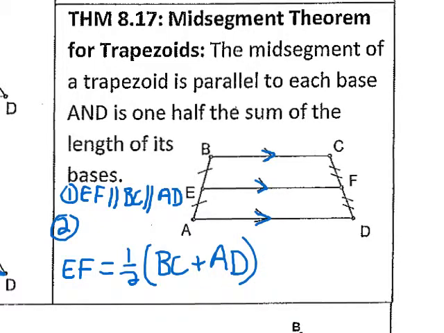Okay, so let me change colors here. I'm going to take BC, I'm going to take AD, I'm going to add those up, then take half of it, and that'll give me from E over to F, that length right there. That's all this theorem says. Two things: parallel, and then also that the midsegment is half of these two bases added together. So that can be kind of a little bit tricky, so make sure that you wrap your head around what's going on before you move on.